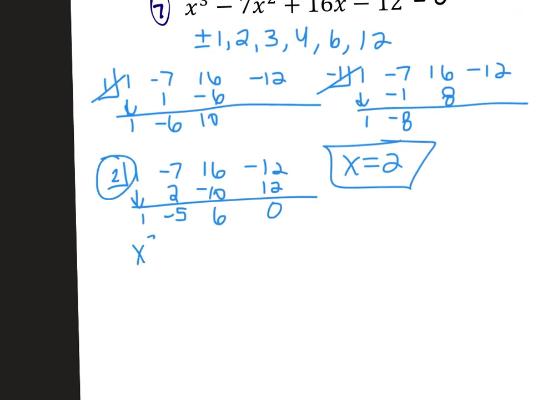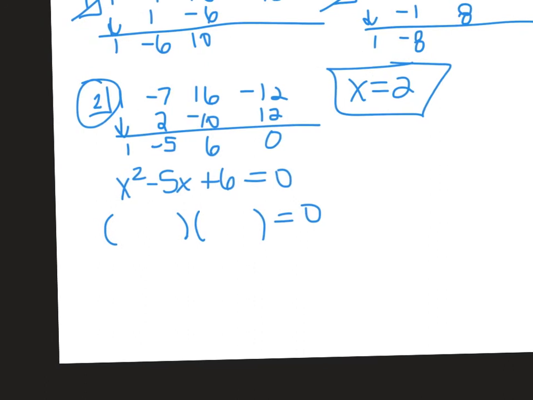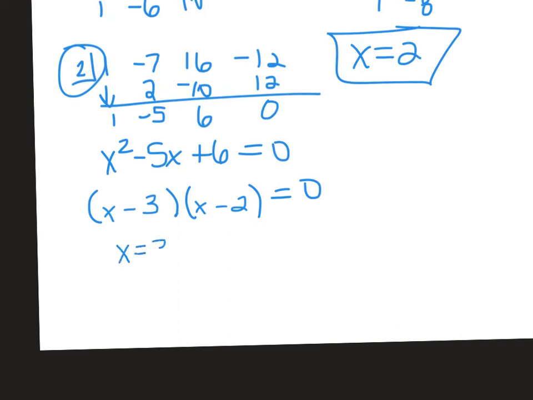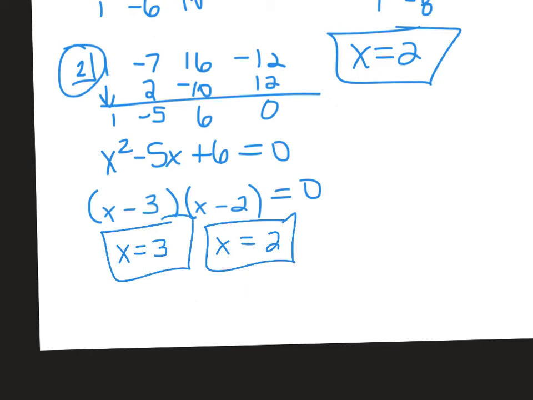So now I'm left with x squared minus 5x plus 6 equals 0. Well, what are the factors of 6 that multiply to give me a positive 6 but add to give me a negative 5? That'd be x minus 2 and x minus 3. So I have x equals 3 and x equals 2. So here are my three answers, and I do have multiplicity. There is multiplicity here because I have the same answer more than one time.